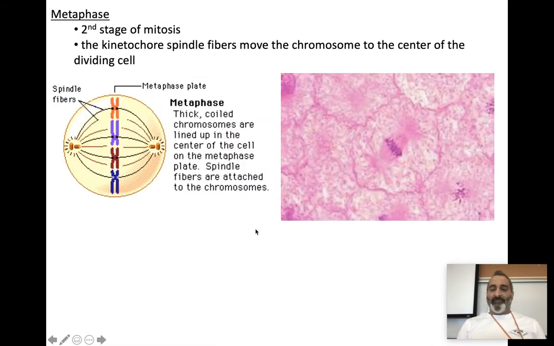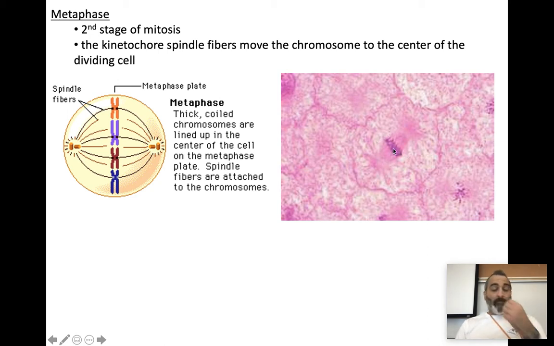The second phase of mitosis is called metaphase. I tell my students, pretend the M for metaphase stands for middle. If you notice, the chromosomes line up down the middle. Now here's a picture showing you can see the mitotic spindle sort of on the edges here, and these are all the chromosomes lined up right down the middle.